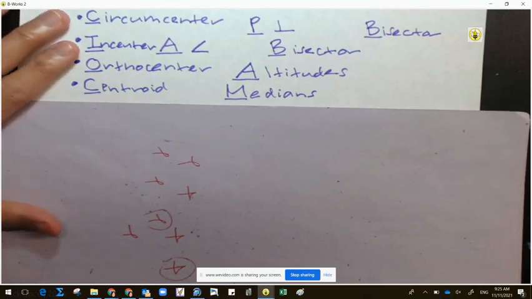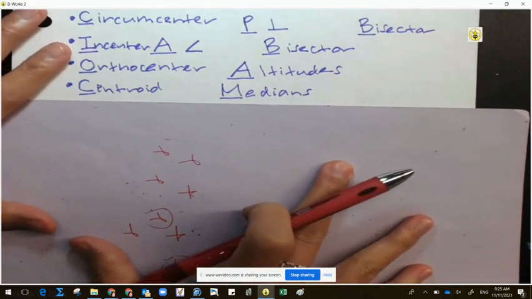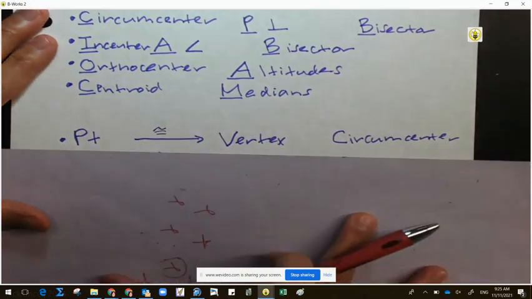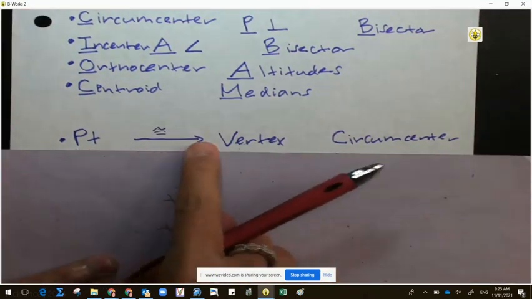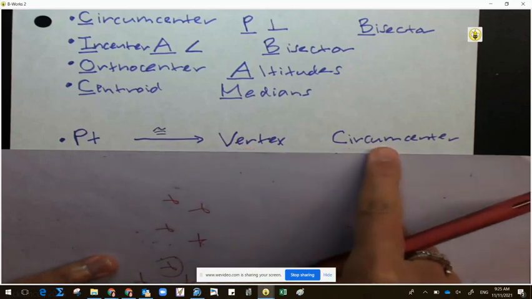So here's what the student shared with me, and I think this is very valuable. Y'all ready? Here's our PVC. When the point is congruent to the vertex in a triangle, that point is called the circumcenter. Wait, what?